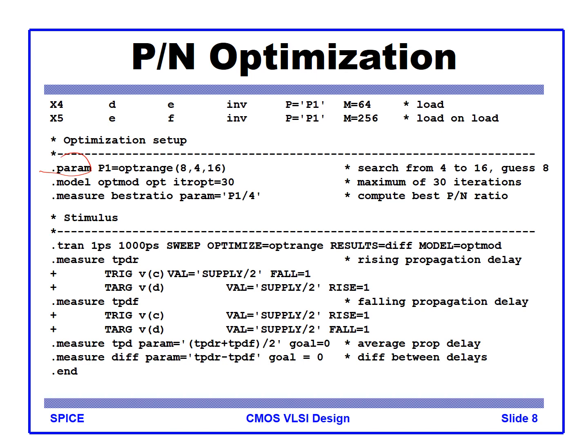Here, parameter P1 is defined with an optimization range, searching between 4 and 6. The initial guess is 8. Right, you will try to find the optimum, with a maximum of 30 iterations here. So you compute the best ratio parameter.